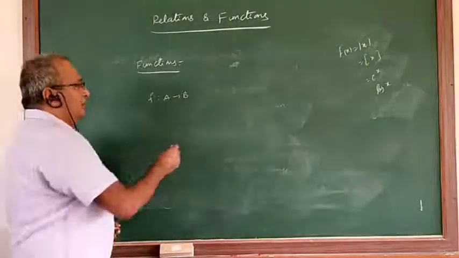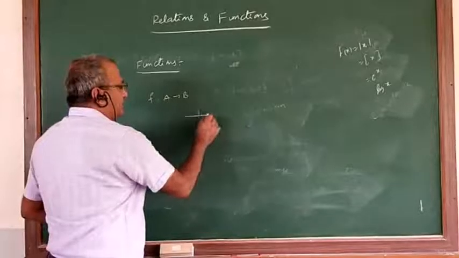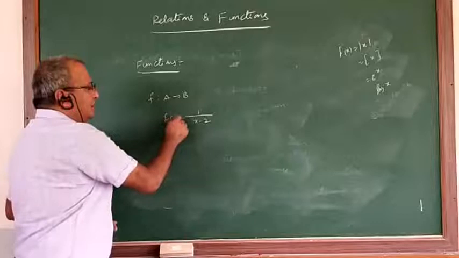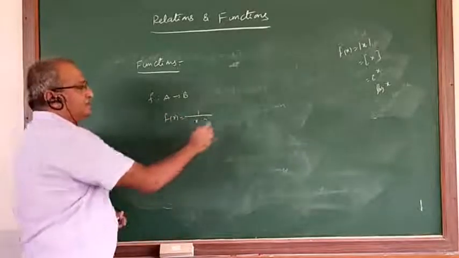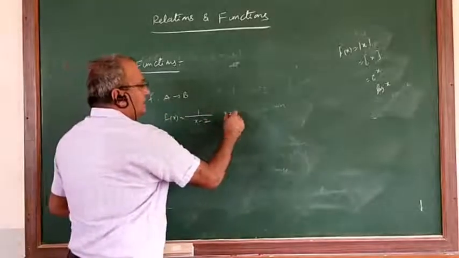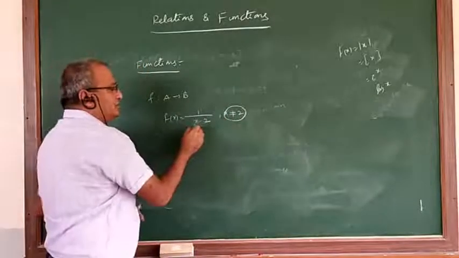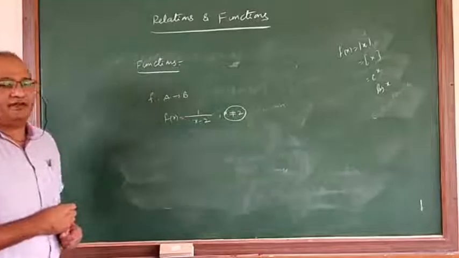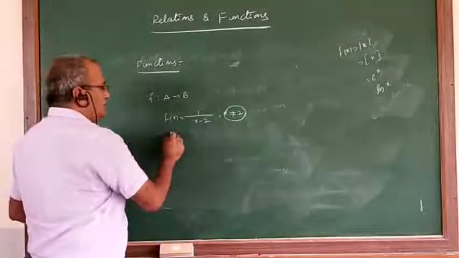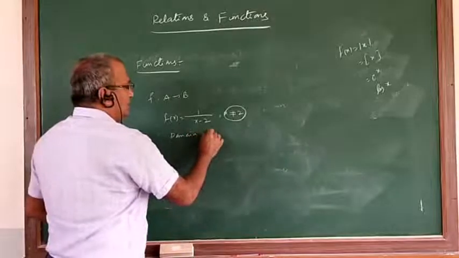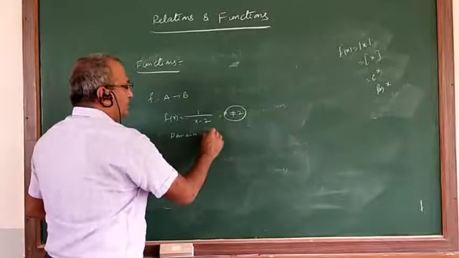For example, when a function has x minus 2 in the denominator, I want to find the domain of this one. The condition for this one is x is not equal to 2, because for x equal to 2, the function will become not defined. So the domain of this one is R minus 2.